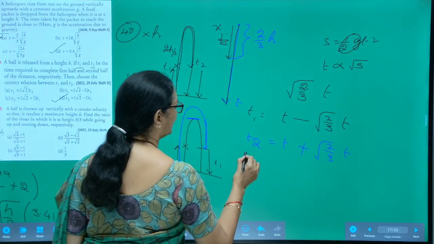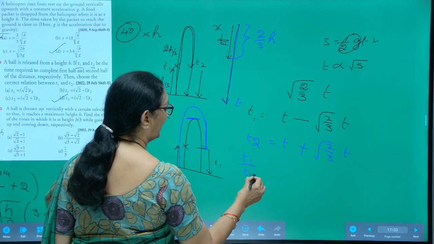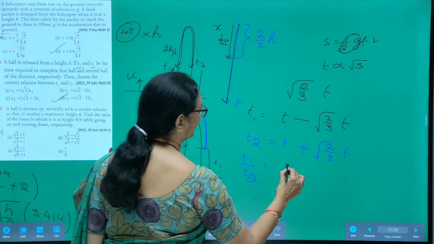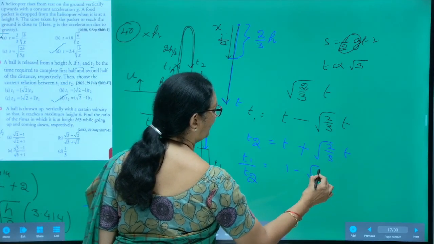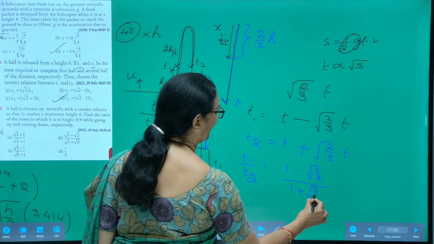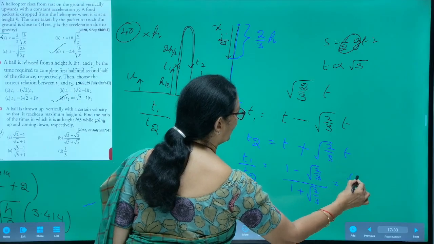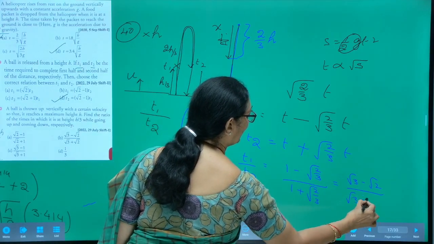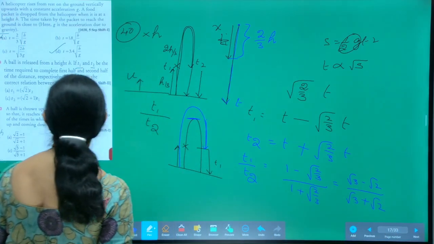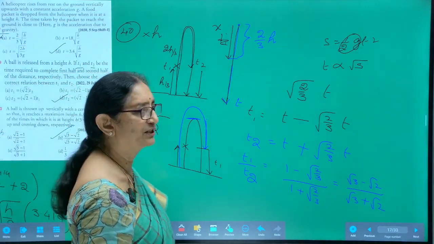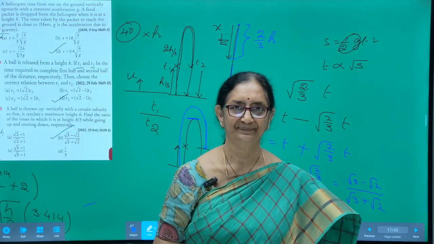You just have to find the ratio T1 by T2. We can take that t as a common factor outside and cancel: 1 minus root 2 by 3 by 1 plus root 2 by 3. This is root 3 minus root 2 by root 3 plus root 2. That is the answer. So option 2 is the right choice.